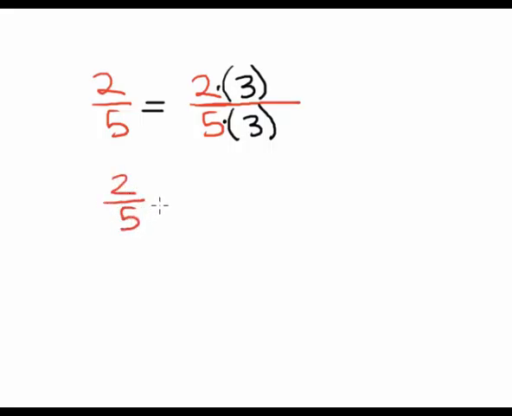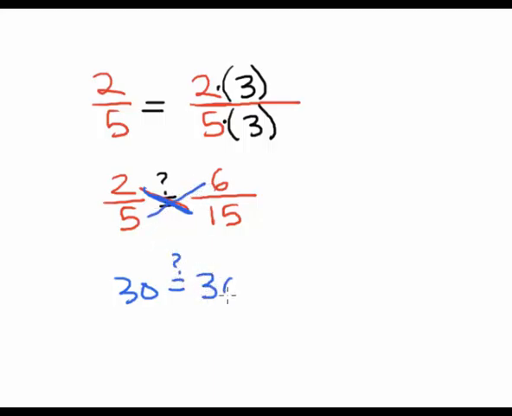Is it true that 2/5 equals, and now we have 2 times 3 is 6, 5 times 3 is 15, so 6/15? We're verifying. Let's check it out. 2 times 15, we'll do it in a different color even, equals 30. Does 30 equal 5 times 6? You bet it does. So this right here is correct.